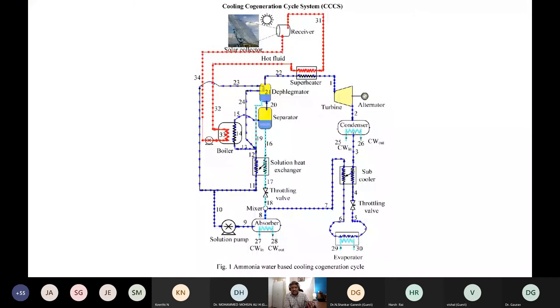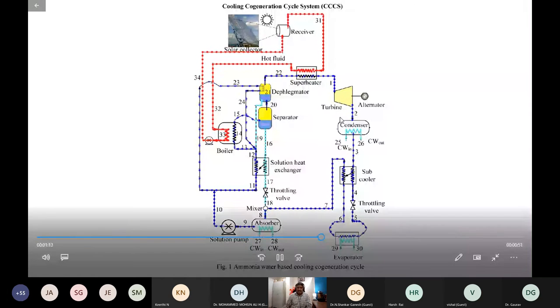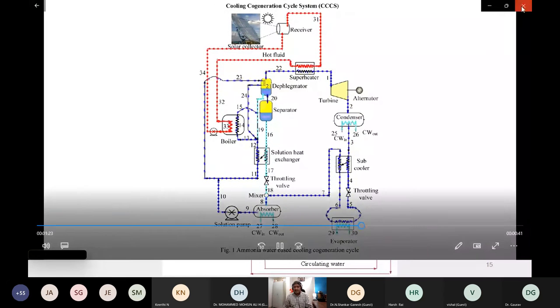The potential of this circuit is the power and cooling, what we will expect. There is not a separate power plant circuit and a separate cooling plant circuit, both clubbed like the Brayton cycle is clubbed with the steam Rankine. It's not like that. It's a single cycle only. This cooling cogeneration is a single cycle only. In one stretch of operation, simultaneously we can generate electricity as well as cooling. That is the benefit of this circuit.